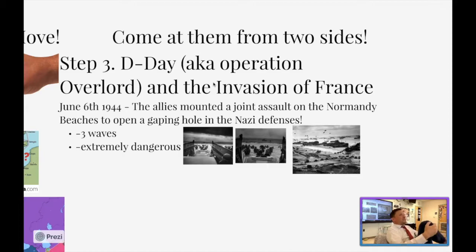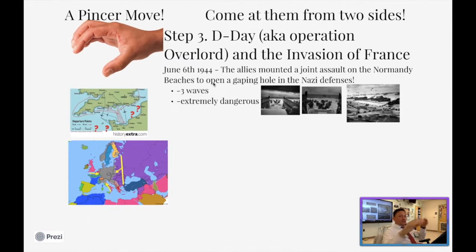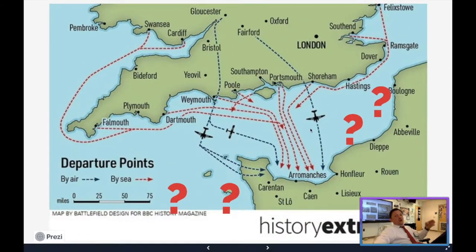But to understand D-Day, you have to understand how it worked. The plan was a joint assault on Normandy to open up this massive hole, and it was going to have three waves of soldiers. These waves were going to be launched by two different methods. One, paratroopers that would be dropped behind the Nazi defenses in France, and two, an amphibious assault where soldiers would land on the beaches and directly attack.